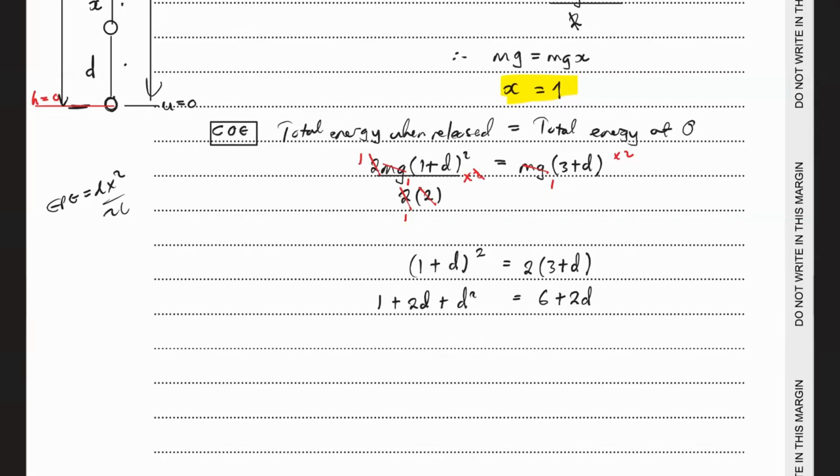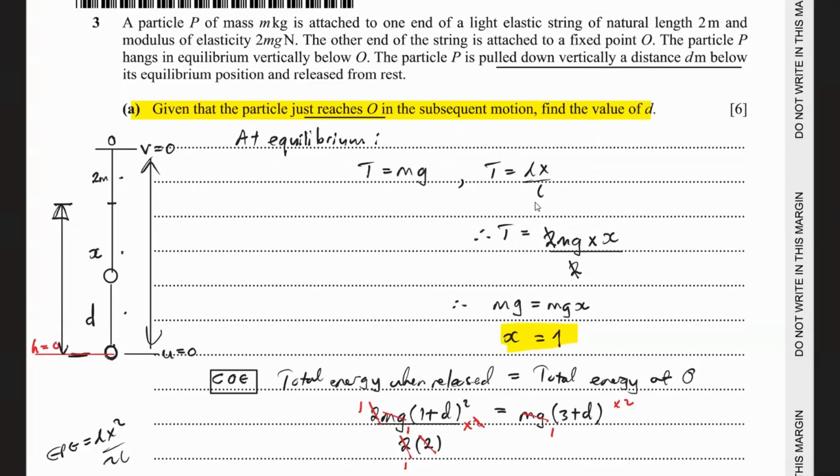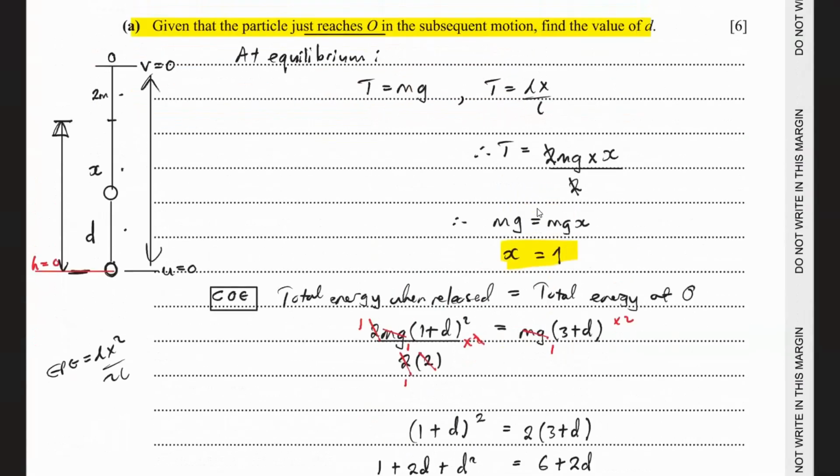So subtracting 2d from both sides and 1 from both sides, we'll be having d squared being equal to 5. So d comes out as the square root of 5. So d is the square root of 5. That's our answer to part A. Let's go to the next part.